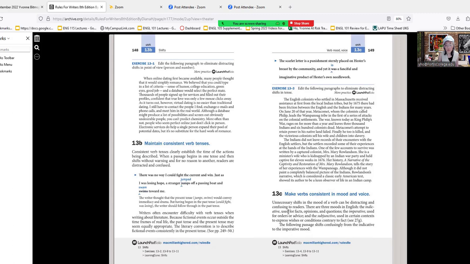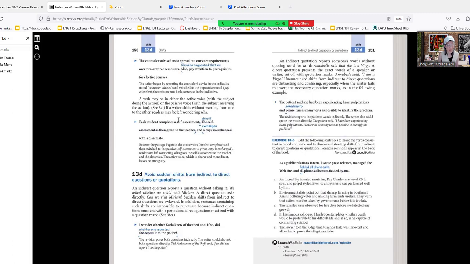And so I will give you, an indicative tense is just your regular fact, when you state a fact. The counselor advised us to spread out our core requirements over 3 semesters. She also suggested that we pay attention to prerequisites for elective classes. The writer began by reporting the counselor's advice in the indicative mood. So here, the indicative mood simply means when you report a fact.